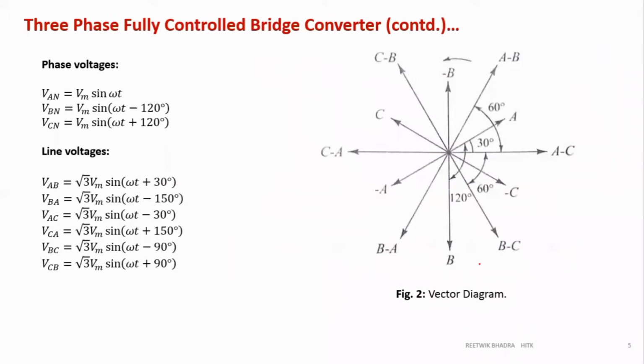Now the next thing which is very important: in order to understand the operation, we have to go through the line and phase voltages quickly, because we need those at the output. Because if you are giving an AC supply, that means at the output there will be either phase voltage or line voltage.